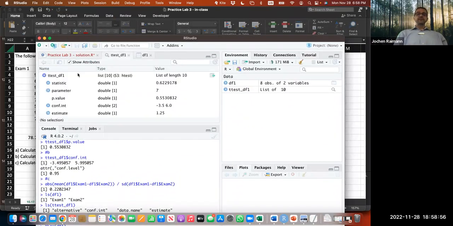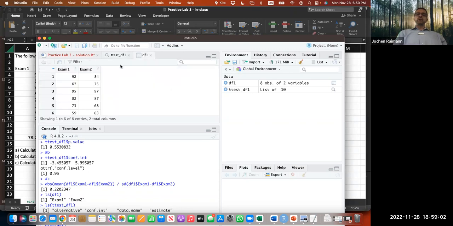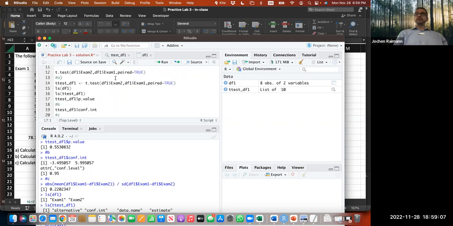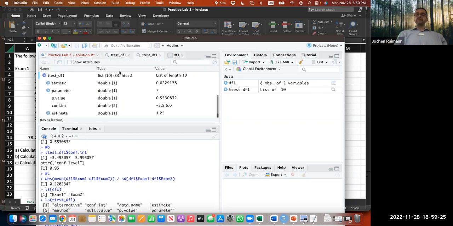So that's t-test DF1. These are the different information in the t-test object. If you click on DF1, that's your actual data. And if you go on practice labs resolution R, that's your actual script. So you opened practice lab 3, right? If you go to t-test DF1, there's a magnifying glass right next to it. If you click on the magnifying glass, it opens it up. Okay.